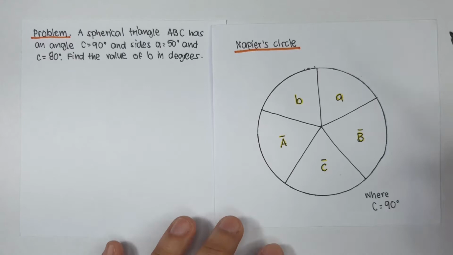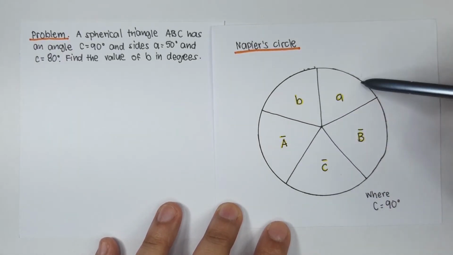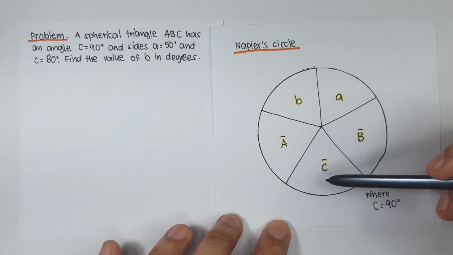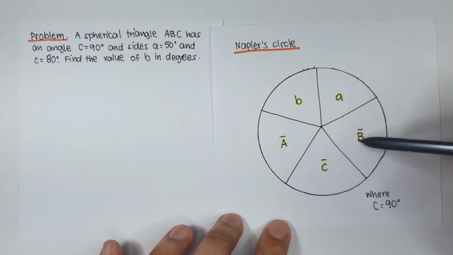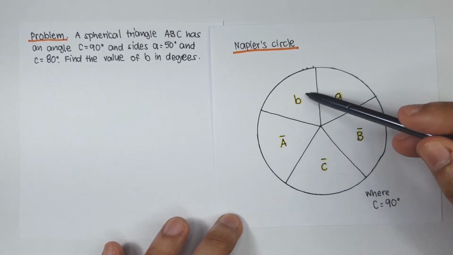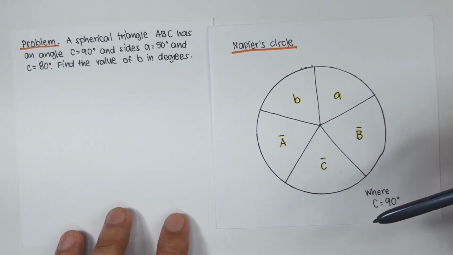So again, draw the Napier's rule. Body, legs, arms, and a big circle. C bar, A bar, B bar, then alternating A's and B's, so that is A, B, A, B. So we know the values of A and C, and what we're looking for is side B, and we can solve for B using the sin-co-op rule.